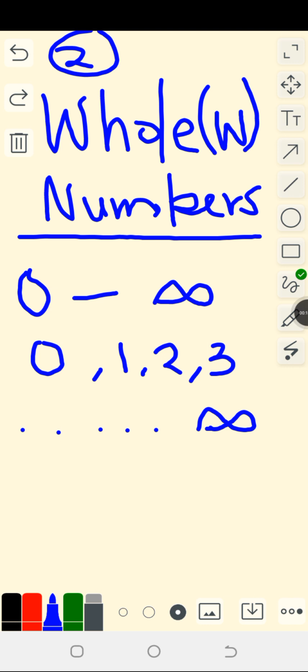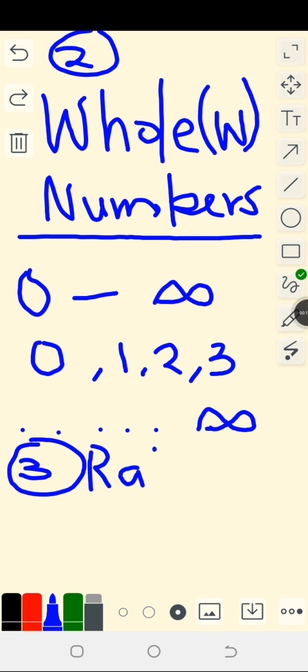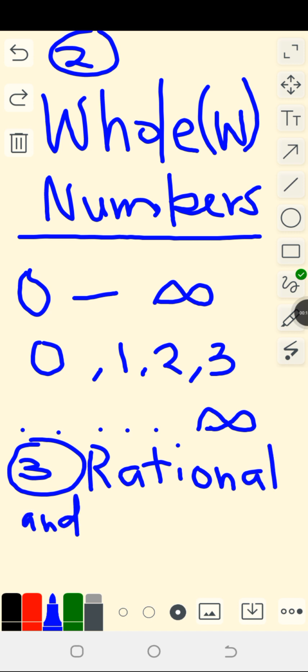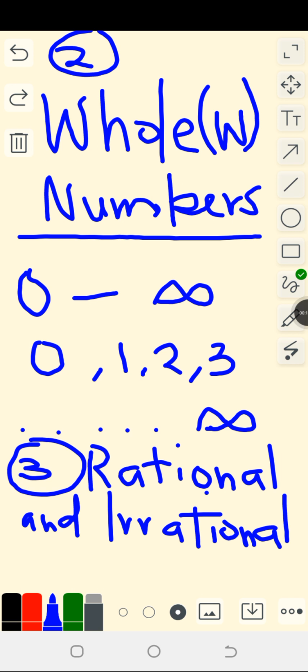Now, the third type of number I'll be treating with you are referred to as rational numbers. I'm going to merge the two: rational numbers and irrational numbers. Now, rational numbers are represented using the symbol Q.